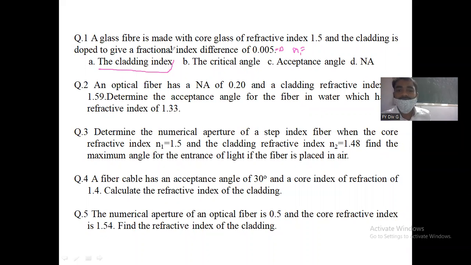What is the formula for the refractive index of the cladding? Which formula can we use to find this cladding N2? You know the fractional refractive index Delta is equal to N1 minus N2 upon N1. Yes, very good. Delta is equal to N1 minus N2 divided by N1. So if we modify this equation for N2, what is the modified equation?